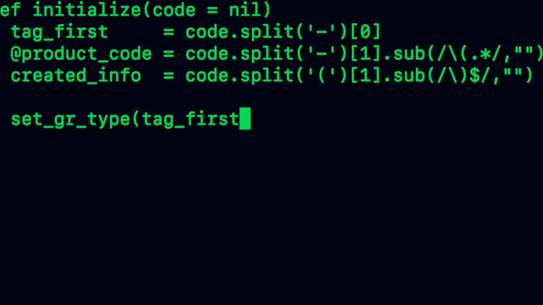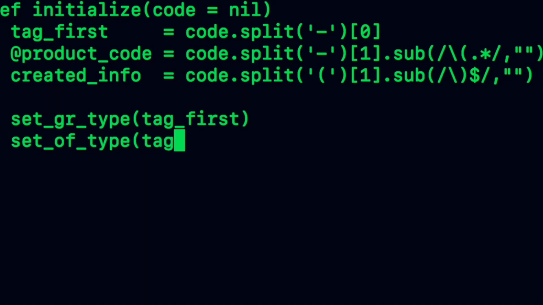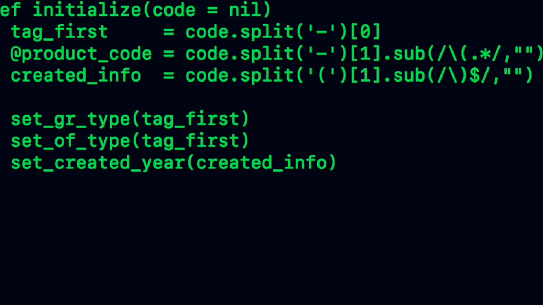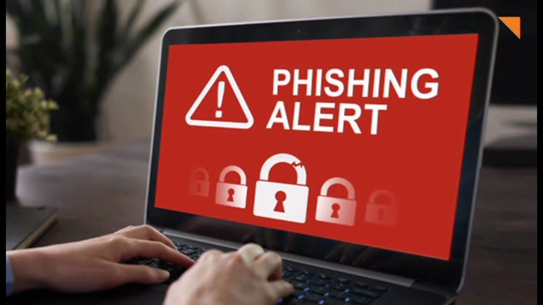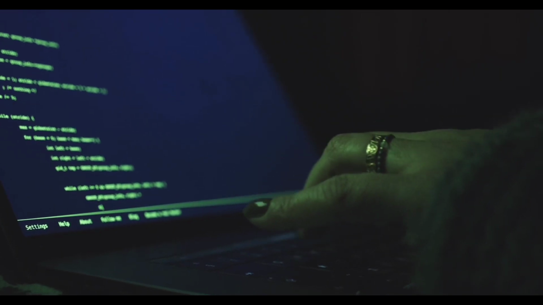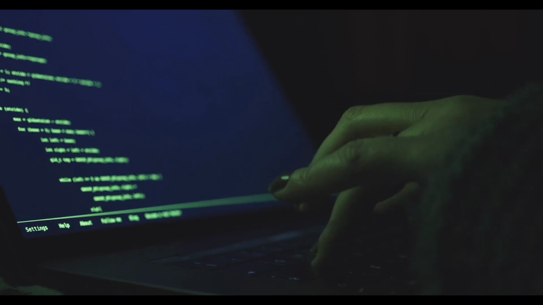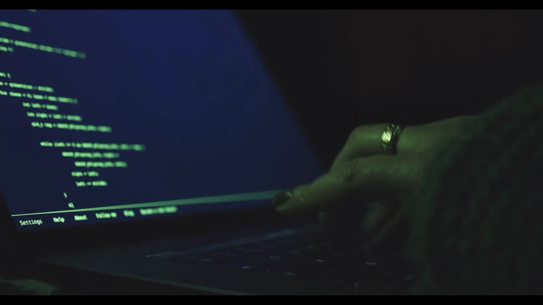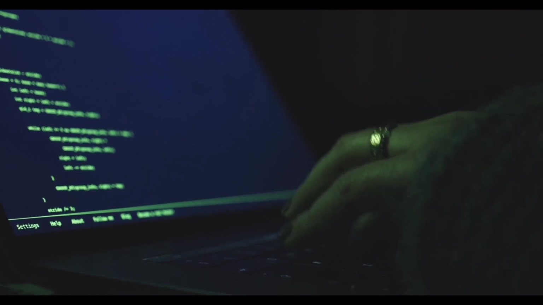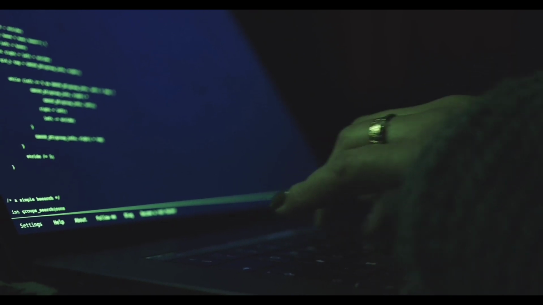Common types of social engineering attacks. Let's talk about some common types of social engineering attacks. Number one is phishing. You have probably received a phishing email. They look legit, but they are designed to trick you into revealing personal information or clicking on malicious links.